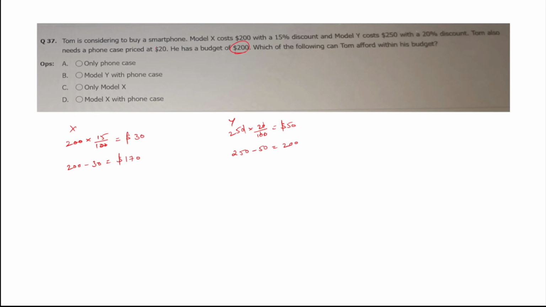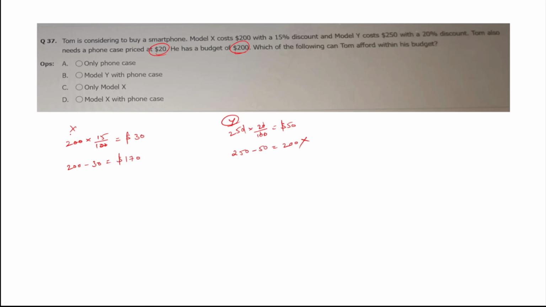Within that budget, he needs to buy the $20 priced phone case. When he chooses this Model Y phone, he needs to pay the total $200 for the phone itself. But there is no amount left to buy the phone case. So, Tom cannot afford this Model Y phone.